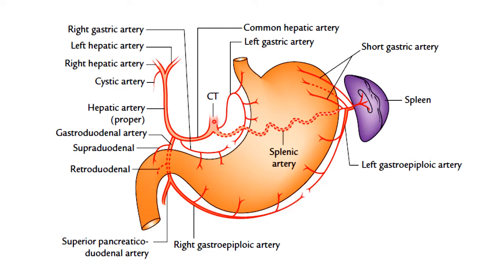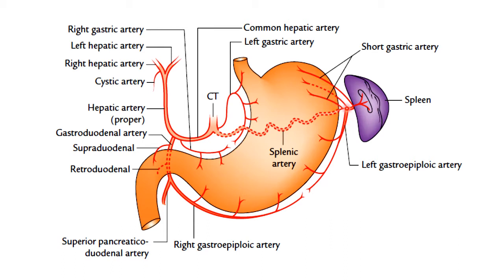Then is the splenic artery, which is the largest branch of the celiac trunk. It has a tortuous course behind the stomach and it reaches the hilum of the spleen. Near its terminal part, it gives off the short gastric arteries, which are 3 to 7 in number, and they pass towards the fundus of the stomach and supply the fundus of the stomach.